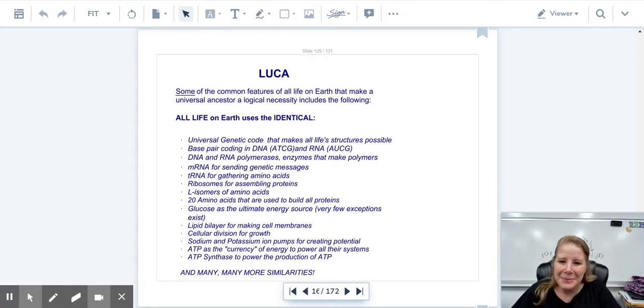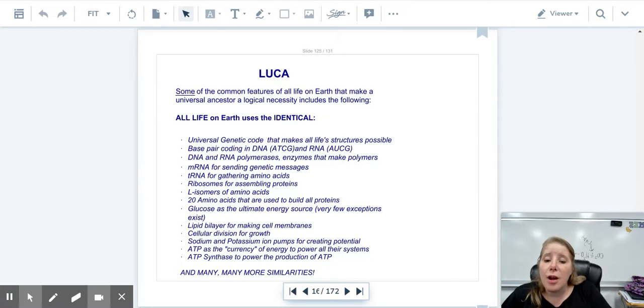Sorry, guys. All right, so some of the common features of all life on Earth that made us think that this LUCA was possible is that there is a universal genetic code, that DNA and RNA make all life structures possible. There's base pair coding between all the same things. So A pairs with T, C pairs with G in DNA, and in RNA, A pairs with U, and C pairs with G. DNA and RNA polymerases are universal throughout most of animals. That's what creates DNA and RNA.